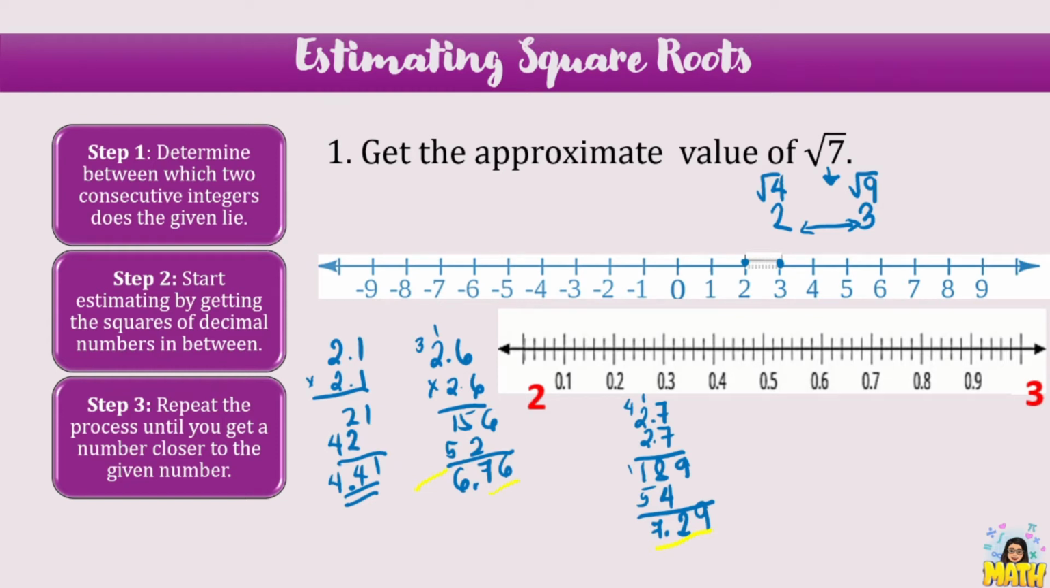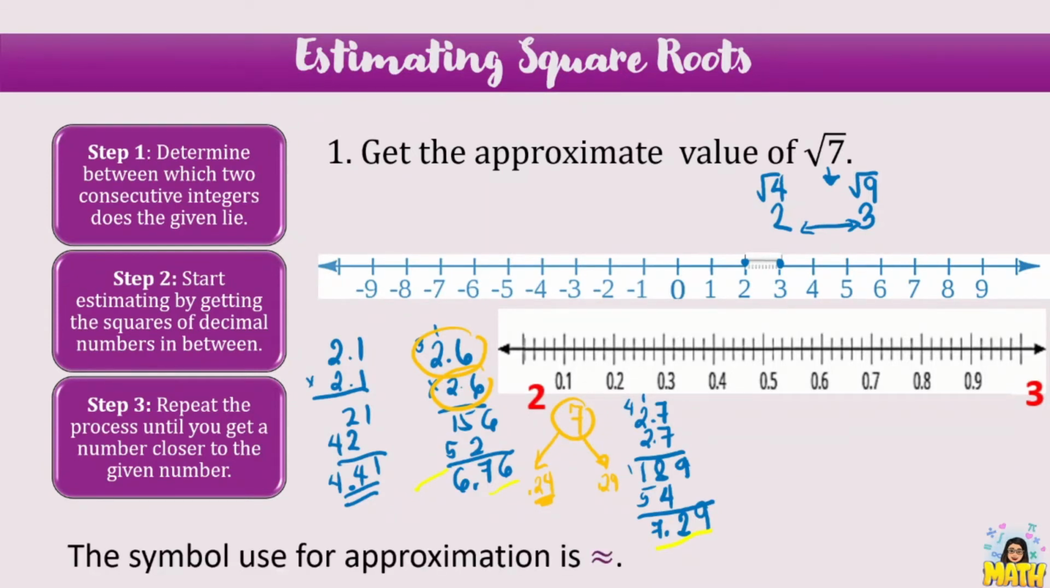So let's subtract these numbers from 7. 7 minus 6.76 will give us 0.24, while 7.29 minus 7 will give us 0.29. So alin yung mas closer sa 7? We have this. So therefore, we can say that 2.6 times itself will give us approximately 7. So the symbol for approximation is this. Therefore, we can say that square root of 7 is approximately equal to 2.6.